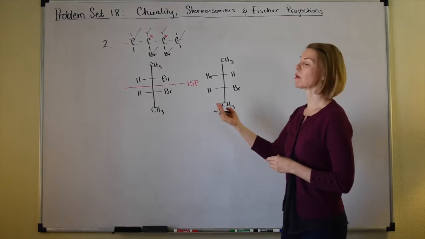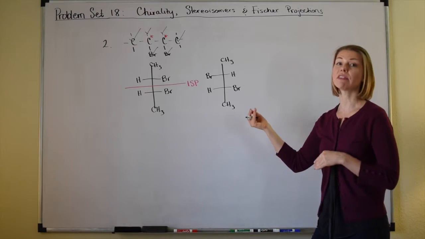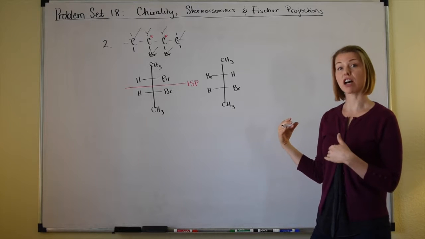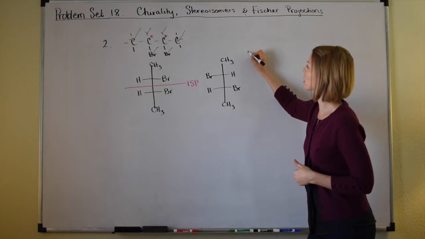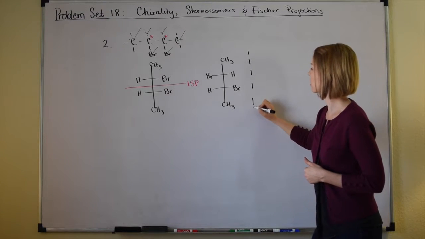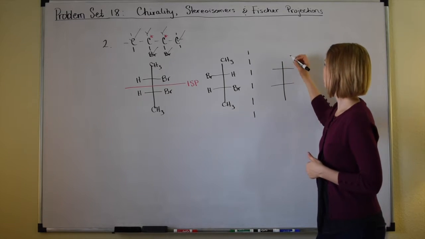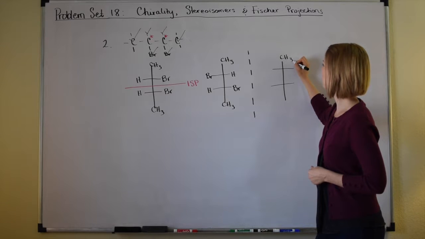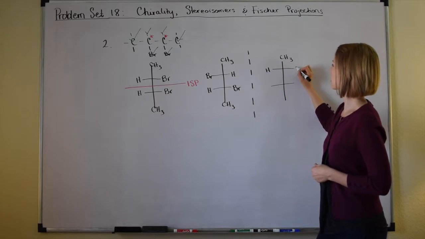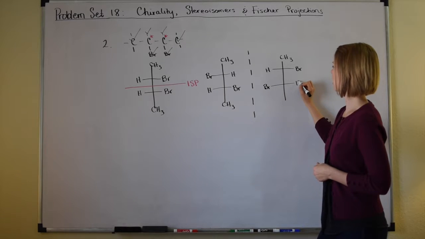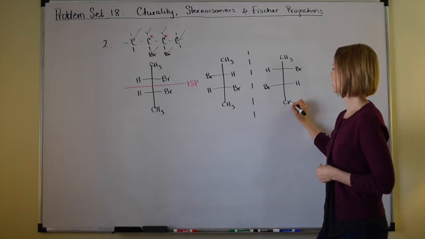And then this particular molecule does not have an internal symmetry plane. Its mirror image will be a non-superimposable mirror image form. So let's draw the mirror image. CH3, the hydrogen reflects there, as does that bromine. The bromine and the hydrogen reflect here, and then CH3.